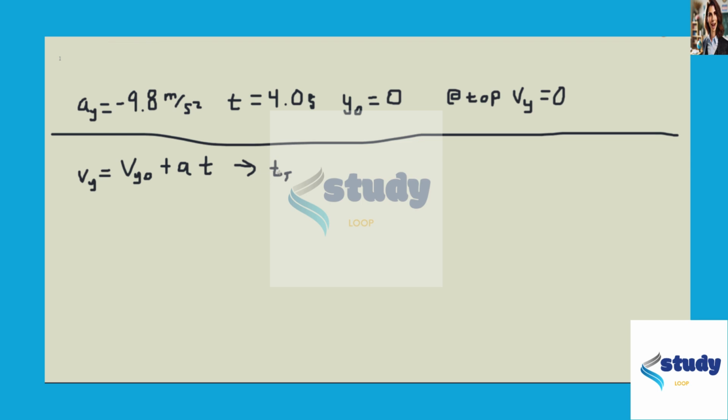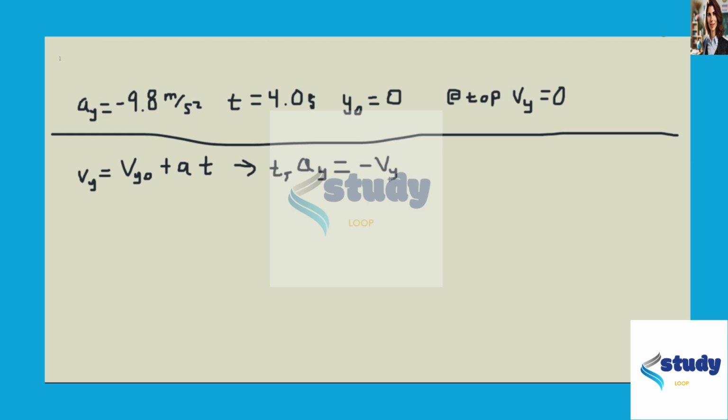Or I'm sorry, we don't want to solve for t sub t. We know the time it takes to get to the top. We want to solve for vy of 0, the initial velocity, because if we know the initial velocity in the y direction, we can calculate the initial velocity that would be required in the x direction, because it's just going to be the velocity out of the barrel of the gun if it's shot horizontally.